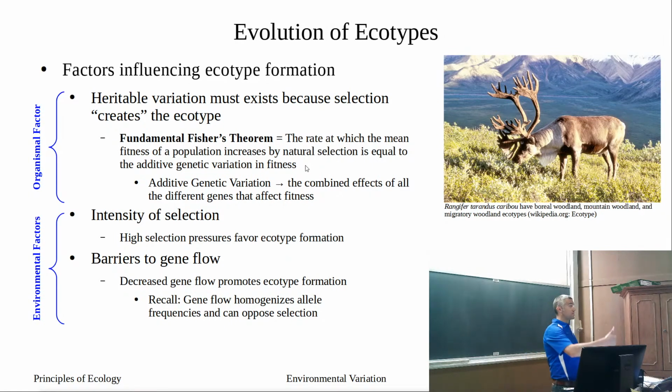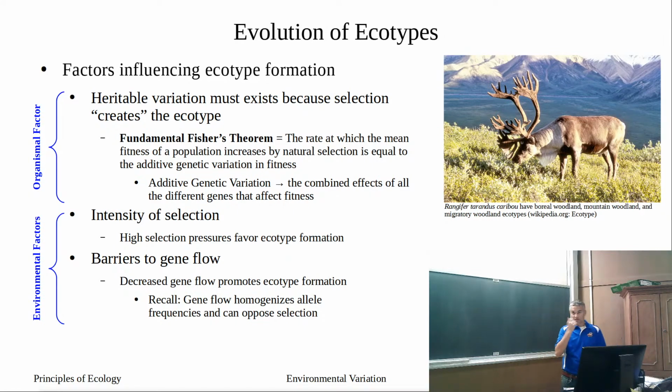So if selection is going to produce these ecotypes, that heritable variation must exist. And the more the phenotype is determined by the additive effects of the genes, the faster and the easier it is to produce these ecotypes. In terms of the environmental factors, we've got two things: the intensity of selection and the barriers to gene flow.